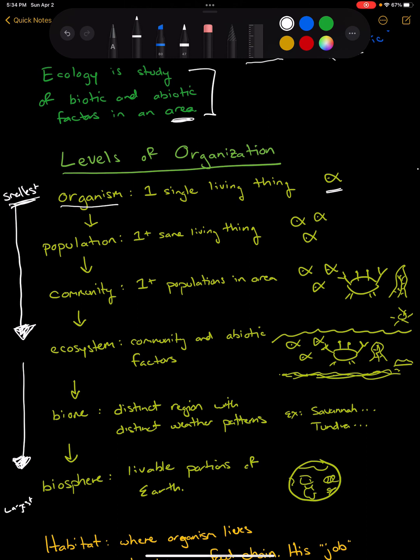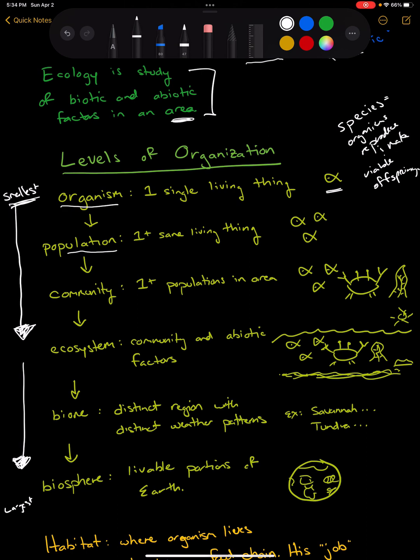Then, if I put one or more of the same living thing in an area, that's where I get a population. Now, remember, when you have a single living thing or multiple of the same living thing, and they can breed and have viable offspring, that's what a species is. So remember, a species is a group of organisms that can reproduce and make viable offspring, or offspring that aren't sterile. Okay, so that's what a species is.